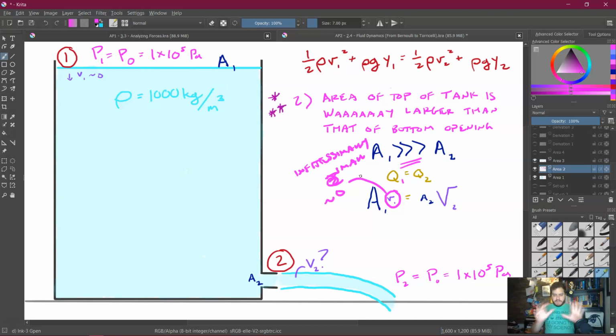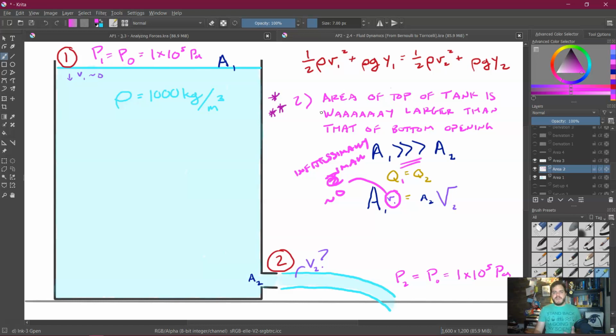So, to make sure we understand what I'm saying here, when the water flows out of the spigot, it goes at some velocity, whatever that is, that's what we're trying to figure out. But when that happens, there's such a big cross-sectional area here that the water goes down at an extremely low rate. So low that we can just consider it to be practically 0.